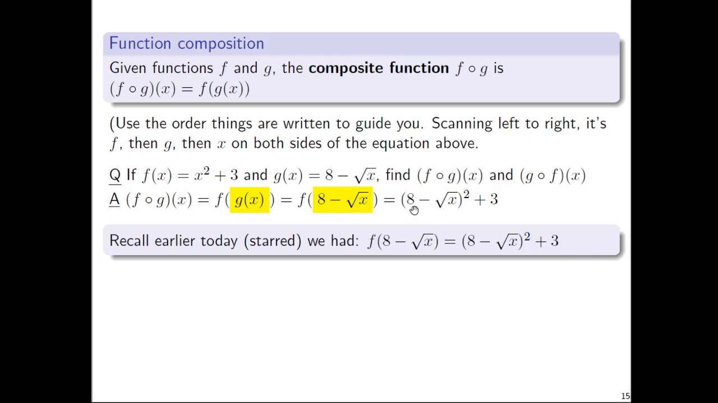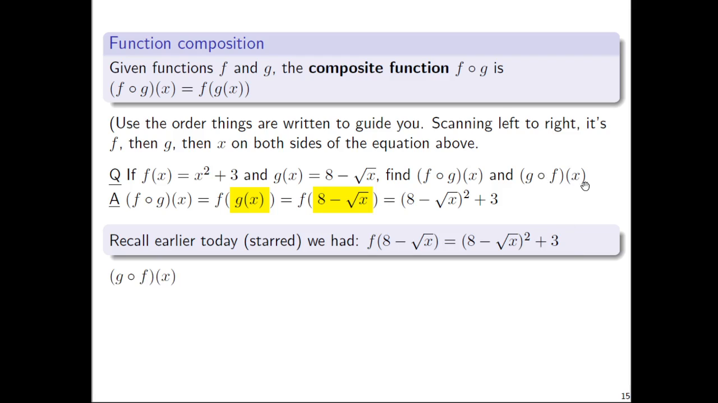Now, in case you're confused about the last step, let's just comment that earlier today, we had starred the following fact: that f of 8 minus root x would be 8 minus root x quantity squared plus 3. Go look for that. I asked you to star this earlier. Now let's look at the other question.